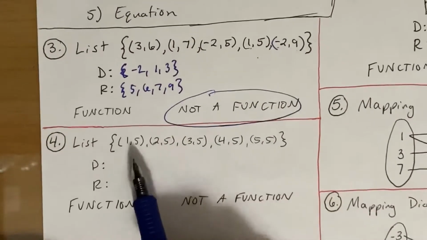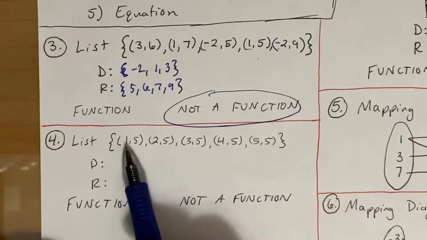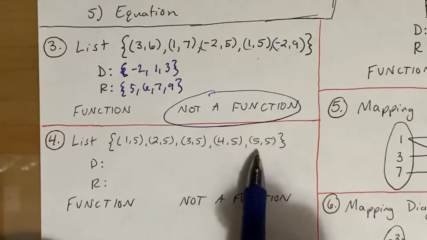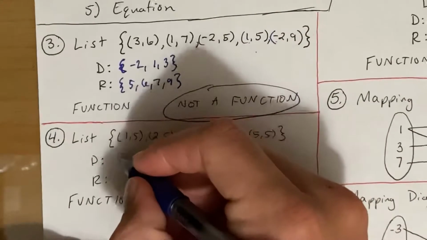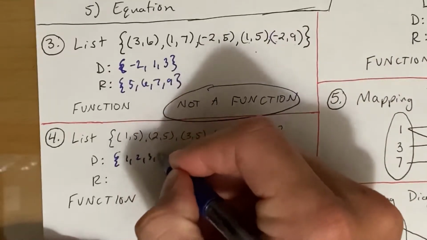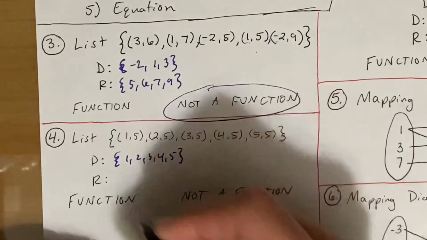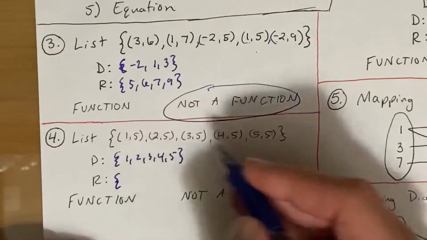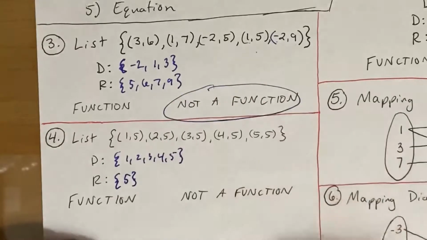Okay, now let's look at this one. Here are my points: 1, 5, 2, 5, 3, 5, 4, 5, and 5, 5. So list my domain. My domain is 1, 2, 3, 4, 5. And my range is only one number, 5. That's all I have to put.